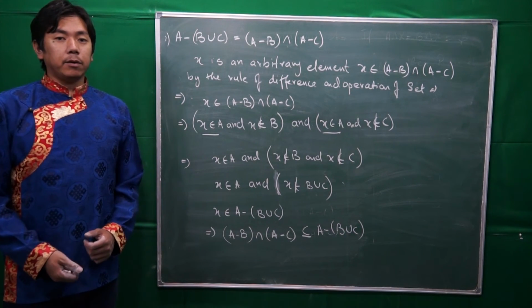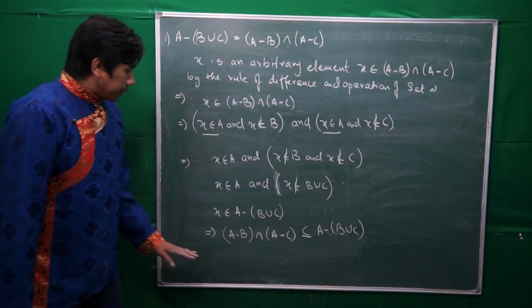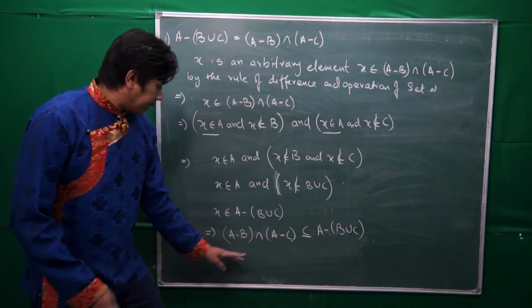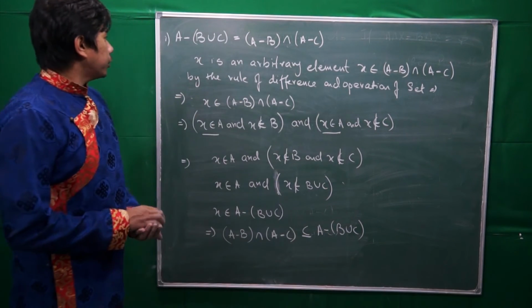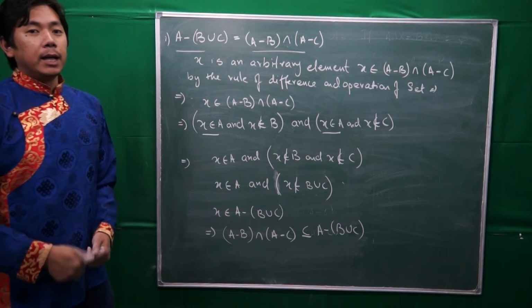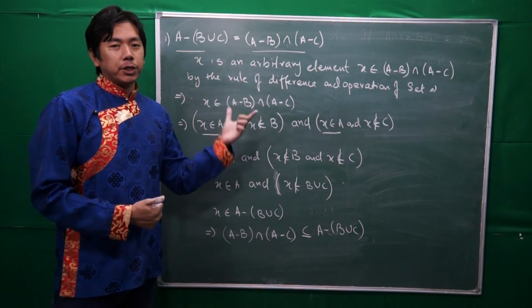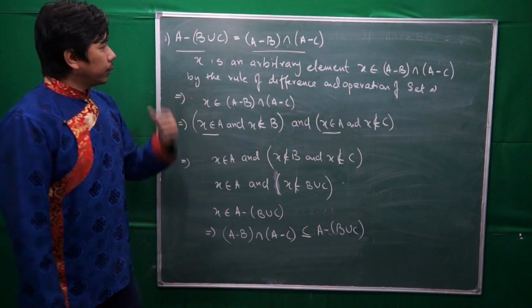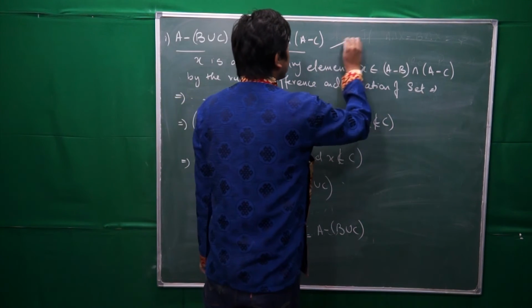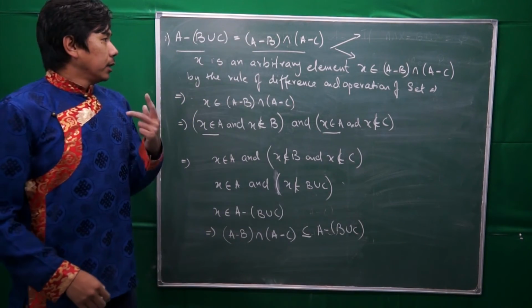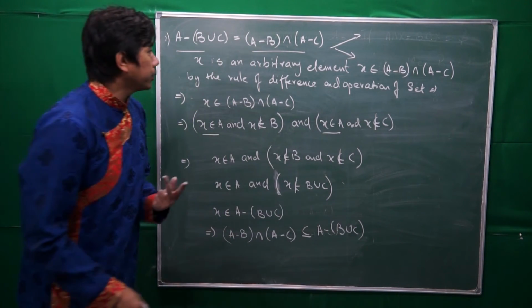Clear? Alright. Now this is the first step where I've been able to prove that this set is a subset of this set. So to prove any two sets equal, and this applies for any type of question like this one, what we need to do is prove two things. This is a method. We need to prove two things.